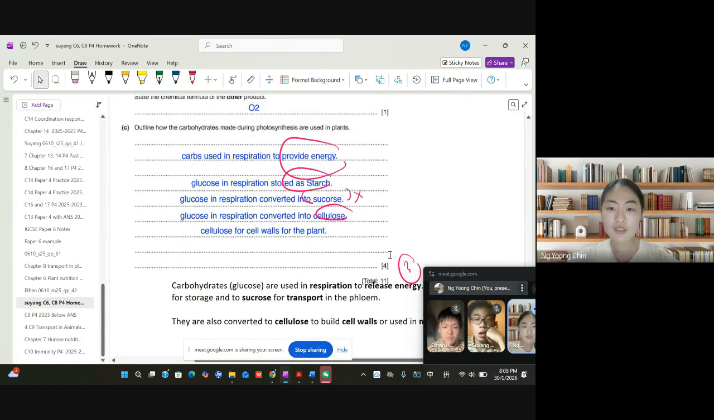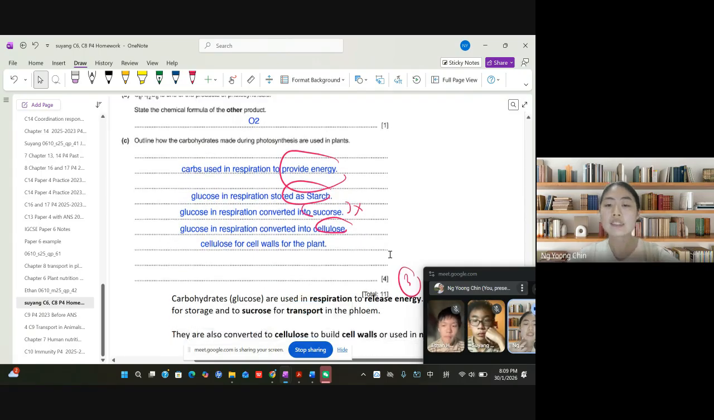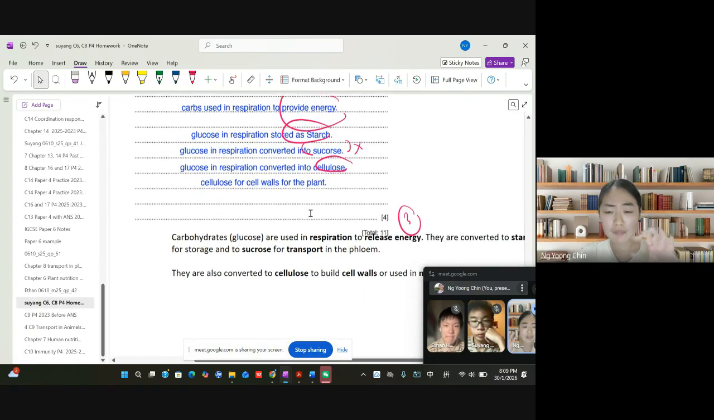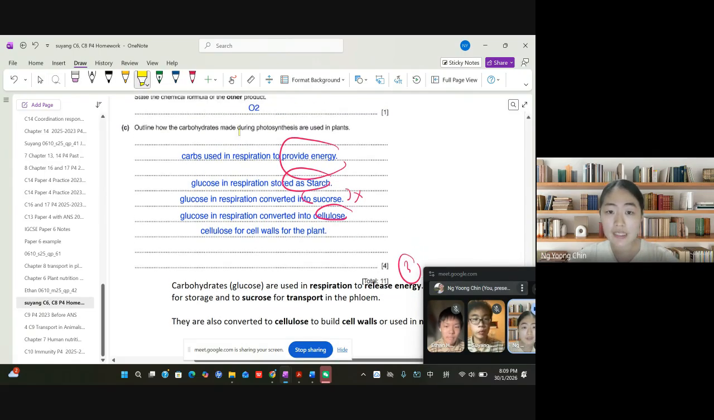And then for this one, your answer is correct, you are just missing some points. So you say that carbon dioxide, respiration provides energy, 1 mark. Stored as starch. Okay.